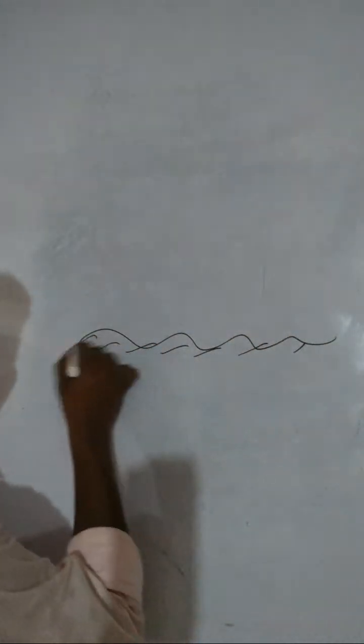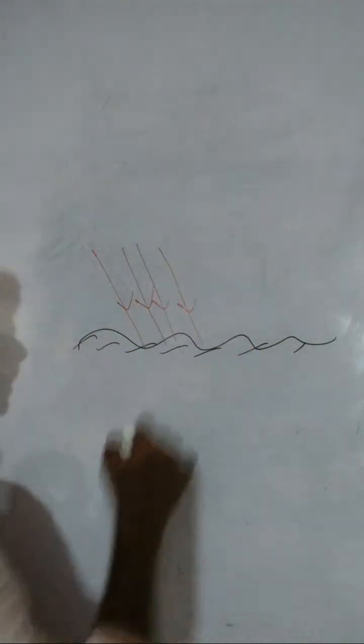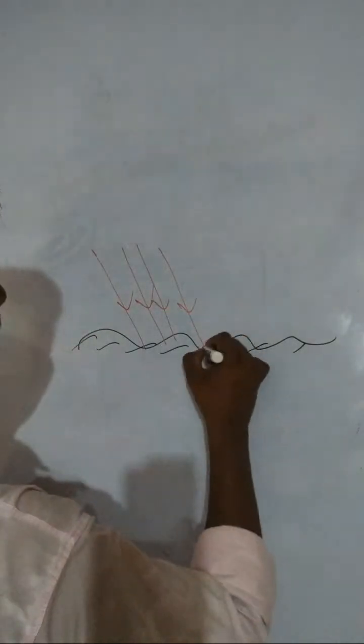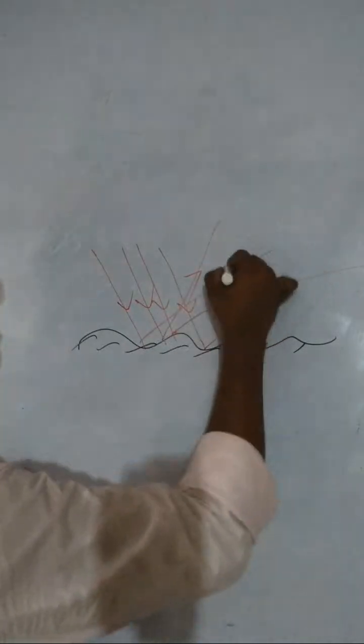Coming to irregular reflection: the incident beam is parallel, but the reflected beam is not parallel. This is a rough surface; previously I took a smooth surface. Here I am taking a rough surface with the incident beam parallel like this. The reflected beam is not parallel to each other, so it moves in different directions. This type of reflection is called irregular reflection, or also diffuse reflection. It takes place on a rough surface.